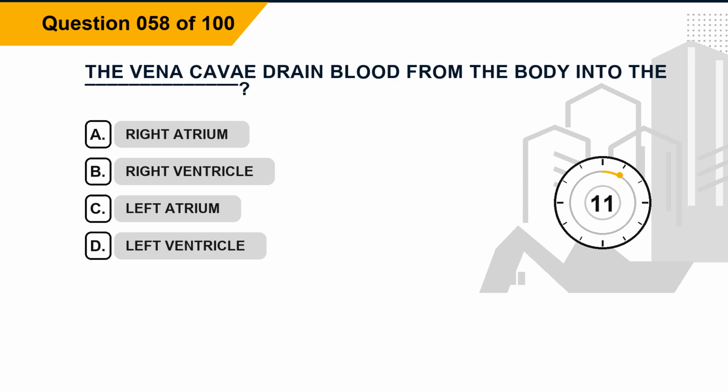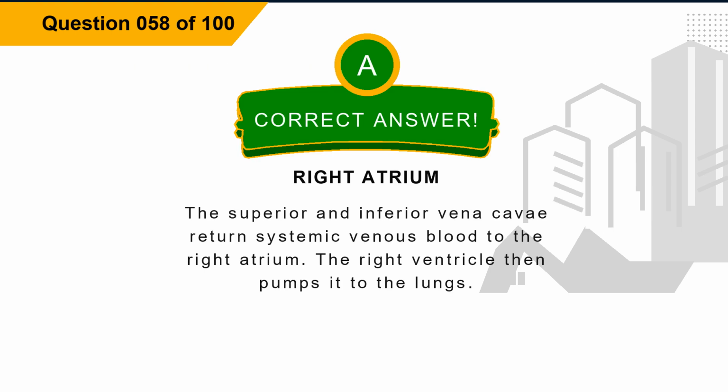Question 58. The vena cava drain blood from the body into the blank? Option A, right atrium. Option B, right ventricle. Option C, left atrium. Option D, left ventricle. The correct answer is option A, right atrium. Explanation: the superior and inferior vena cava return systemic venous blood to the right atrium. The right ventricle then pumps it to the lungs.